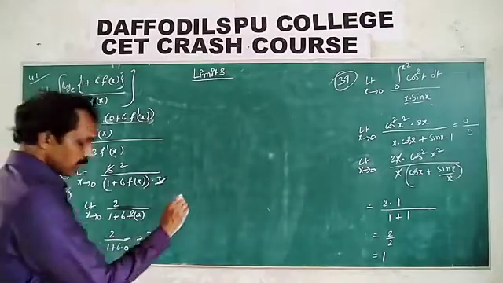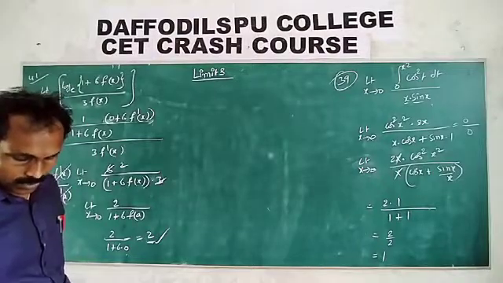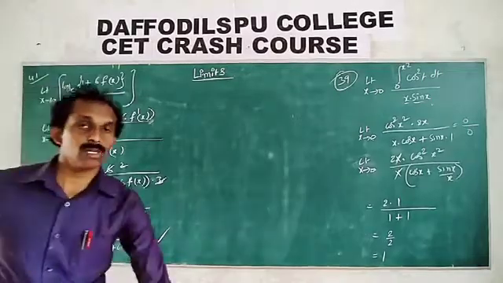Okay, 2 is the answer, but it is not there. First option 0, second option 1, third option is minus 15 by 2, fourth option none of these. Question 41: okay, fourth option, none of these.